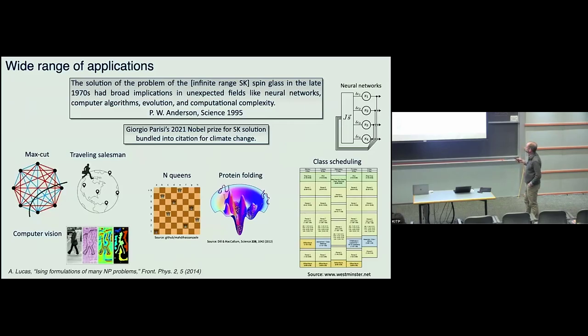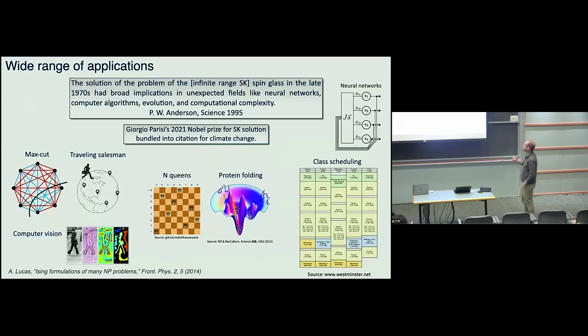really, in the 70s by Parisi, had broad implications for all sorts of fields like neural networks, computer algorithms, evolution, think about how the data from protein folding, or even ecological systems, like how genetic systems evolve over time, and computational complexity. So all of these systems are all NP-complete problems. They all can be reduced to a spin glass, finding the ground state of the spin glass, from things that are kind of abstract, like max cut, traveling salesman, to like everyday things that you might want to do, computer vision, or as academics scheduling classes.